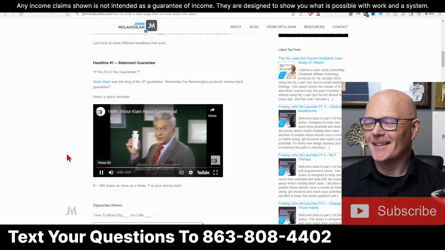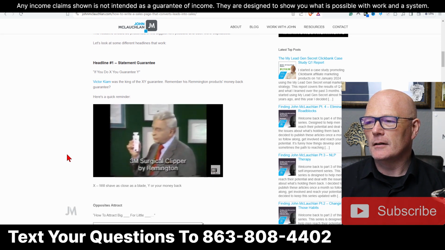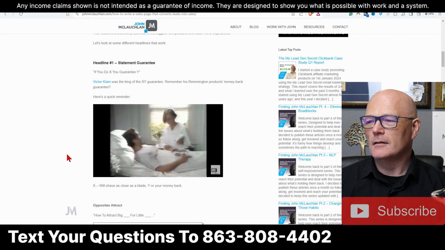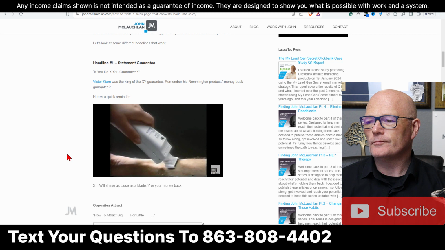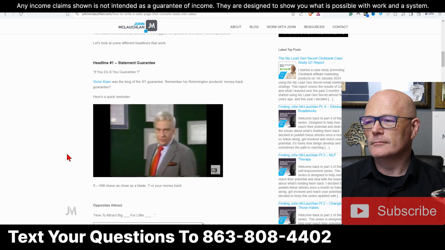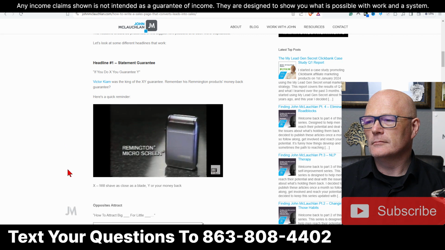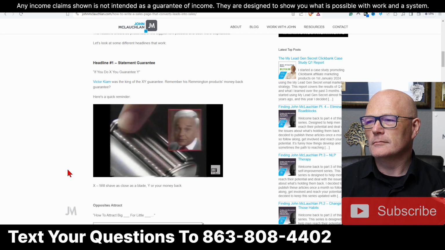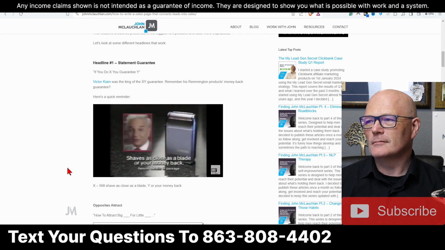You've never seen a shaver like this before. It's the 3M Surgical Clipper by Remington. Hospitals are now using it, replacing blades to shave patients for surgery safely and comfortably. And you can benefit from this advanced technology at home by using the Remington Microscreen. It has two flexible screens that shave you incredibly close. The Remington Microscreen shaves as close as a blade or your money back.